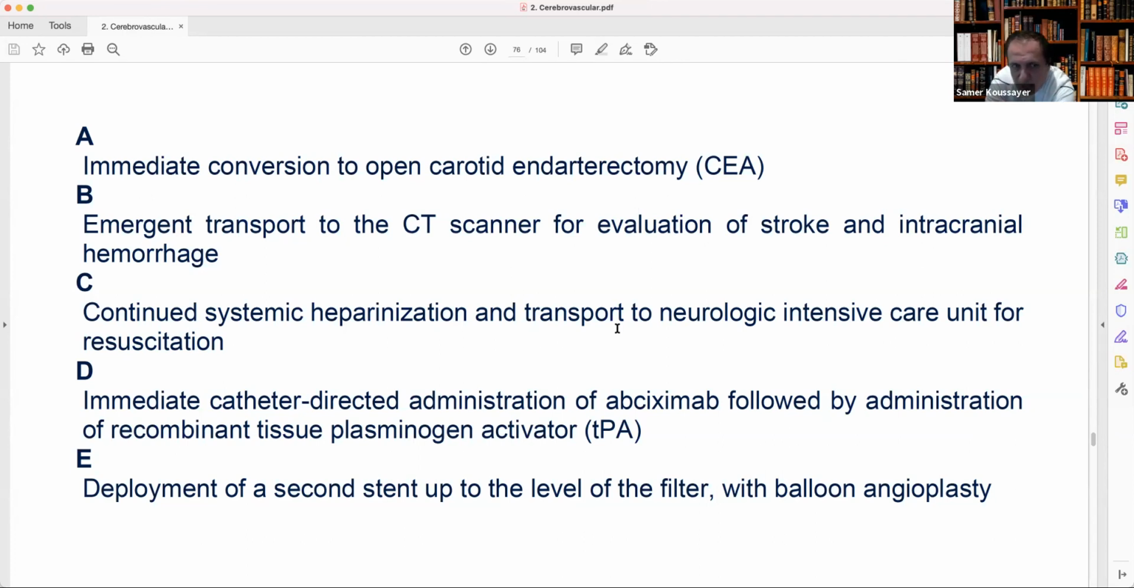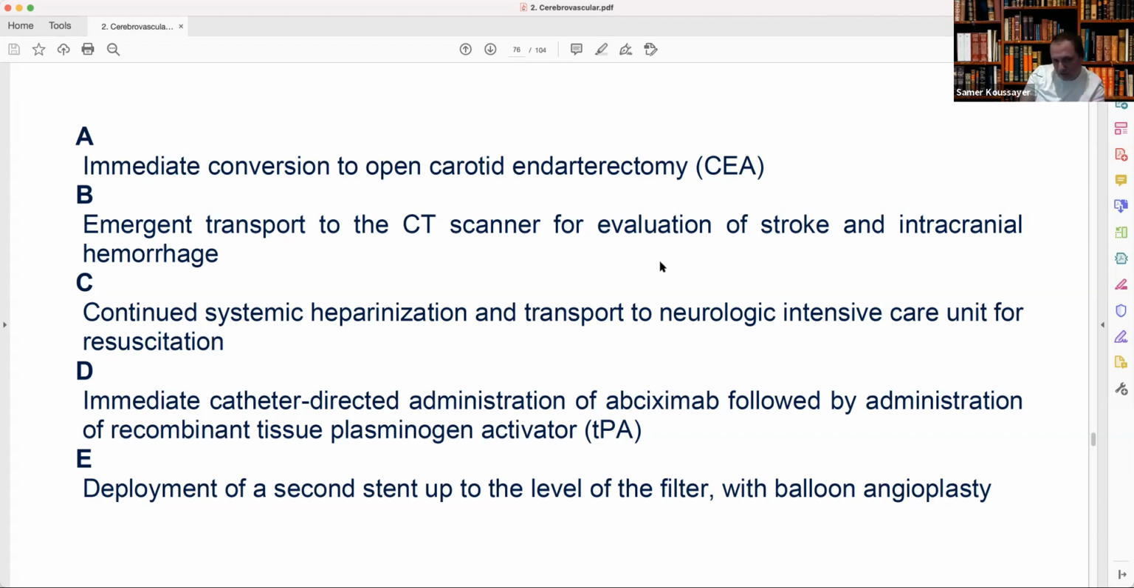But between all these options, I will choose D. In practice, though, the first thing I would do is remove the filter. This is the advantage of the filter we use, the Emboshield. The key thing about the Emboshield is that the filter is not attached to the wire.